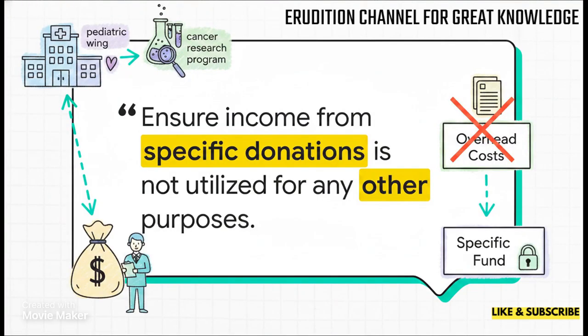We also have to apply a critical financial check to specific funds. Let's say a donor leaves a legacy or gives a donation specifically to build a new pediatric wing. The auditor absolutely must guarantee that those funds and any income generated from them weren't utilized for any other purposes. It's a huge compliance check.